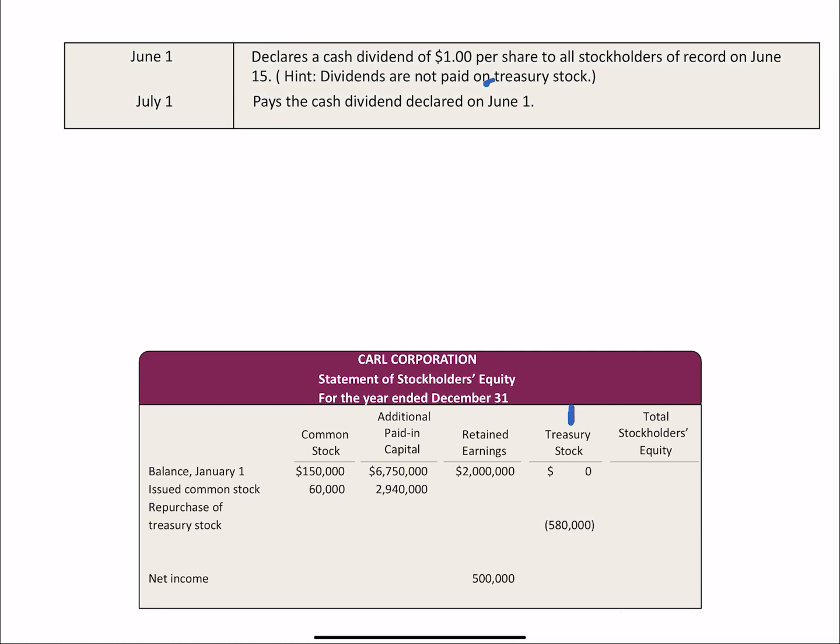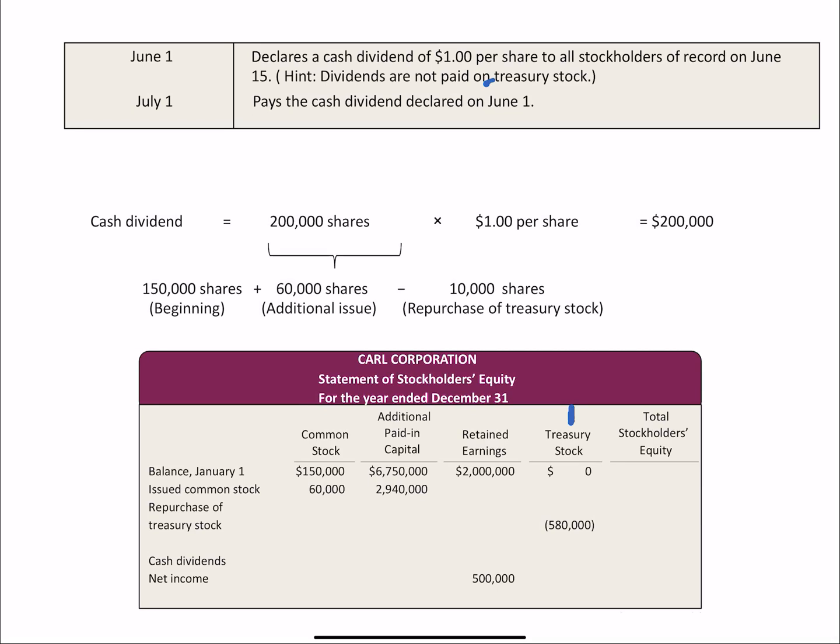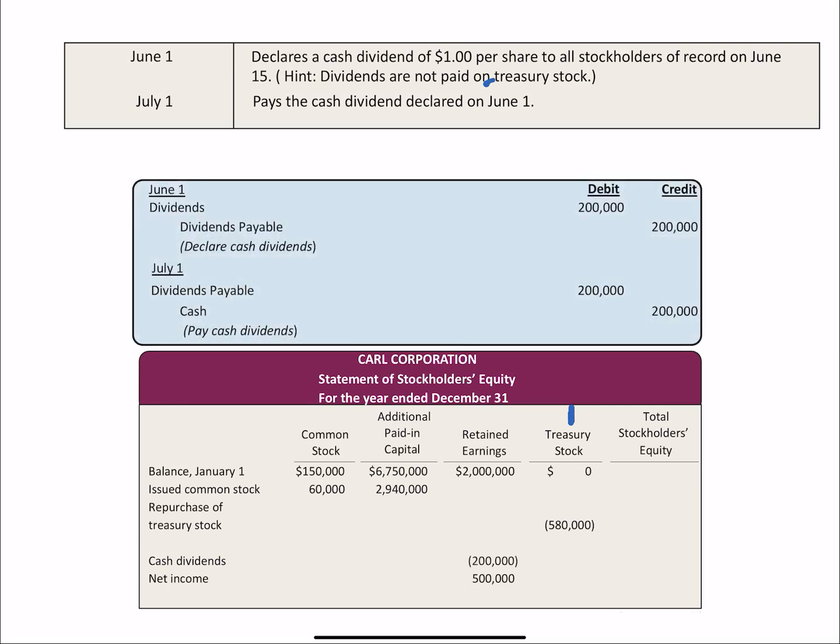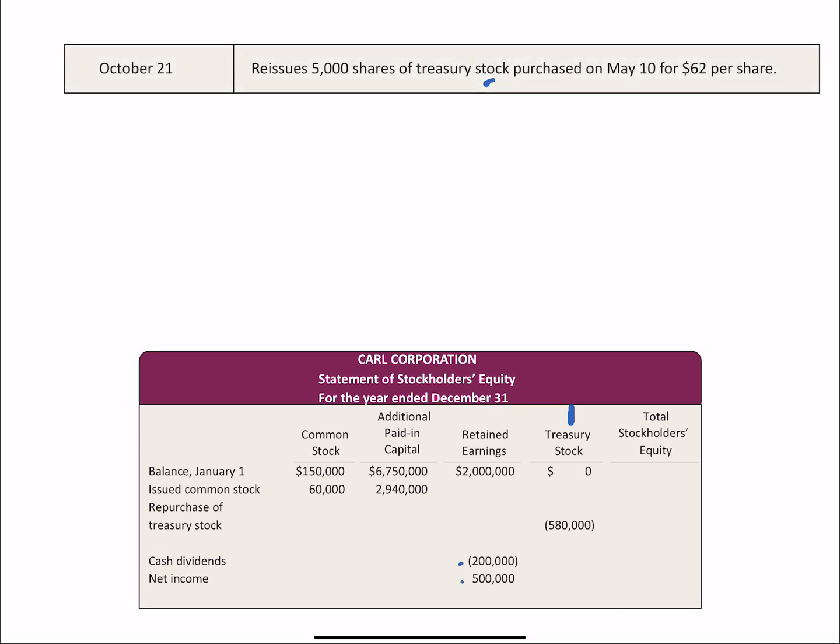And I've declared a dividend. Ooh, declare. Okay, good to know. Declared means that I have to record something. Here's a big hint. I'm never going to pay myself a dividend. I might own my own stock, but I don't pay myself a dividend. So I only pay the dividend on the number of shares that are outstanding, right? Because we had 150 shares at the beginning, we issued 60, we repurchased 10,000. That's 200,000 shares times $1 per share. Let's put that down here on our statement of stockholders' equity. So net income increased it, dividend decreased it.